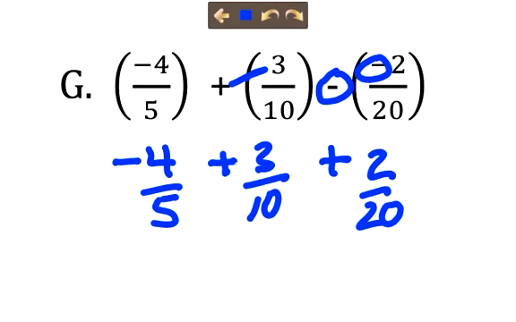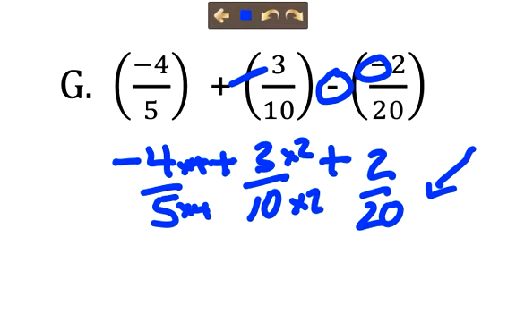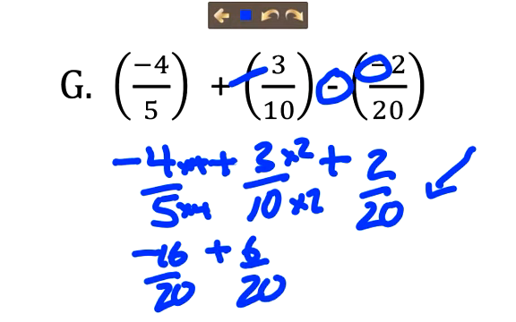Now that looks a lot better than what was above. And the goal here is to have all the bottoms the same. And in these questions, I'll try to make them a little bit easier for you. You're going to always try to turn to a bigger number. So 20 here would be your bigger number. And we can turn 5 by multiplying by 4, and 3 by multiplying by 2. So you would get negative 16 over 20 plus 6 over 20 plus 2 over 20.